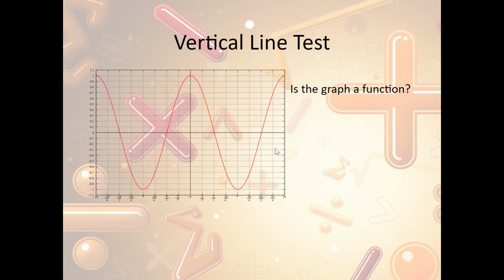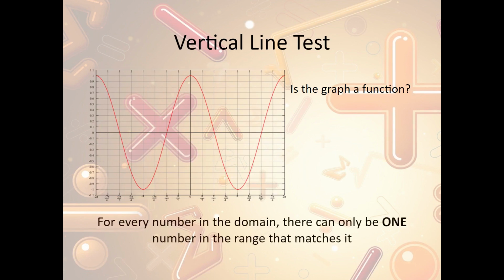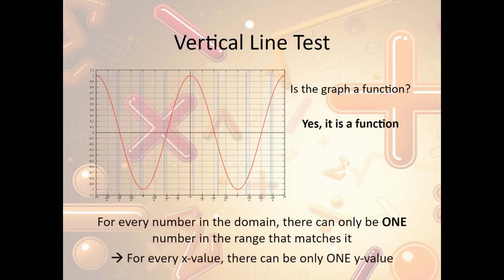Now what about this one? Is this one a function? Well, let's take a look. Is there any place I can draw a line? Notice I drew several lines in different places, and no matter where I drew the line, it still only crosses in one place. So even though the graph looks really funky, right? It goes up and down and up and down. I still can't cross in two places, so therefore this is a function.